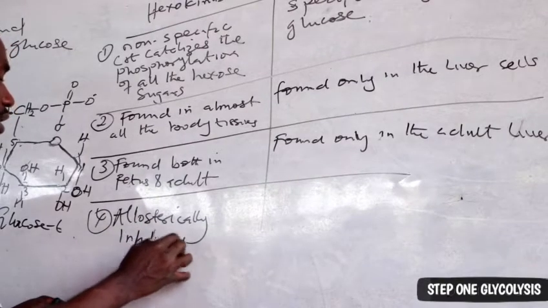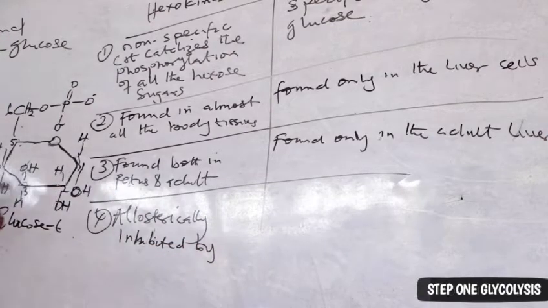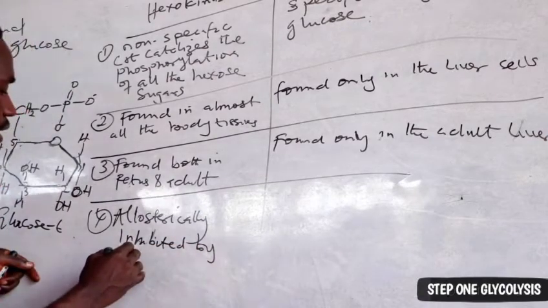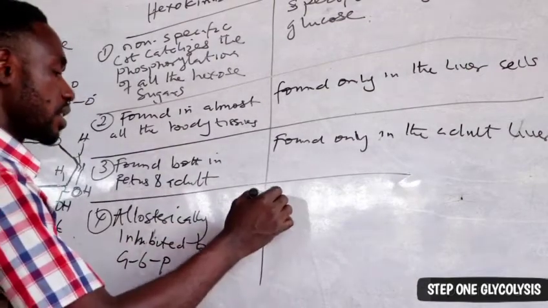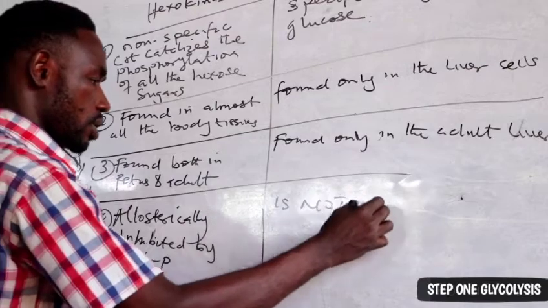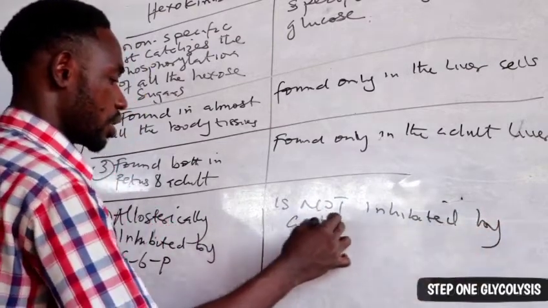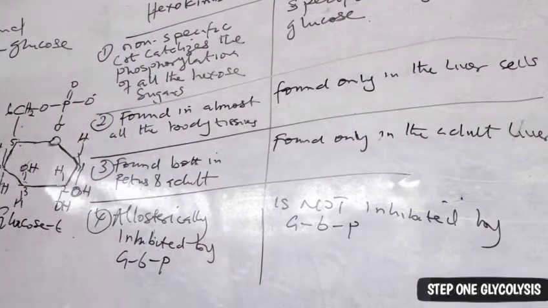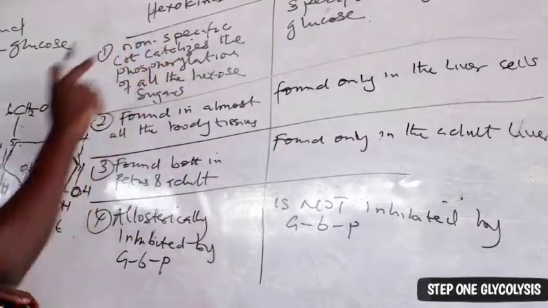Allosterically inhibited by its products. Its product is actually glucose 6-phosphate. Inhibited by glucose 6-phosphate. Permit me to write it this way. Then glucokinase is not inhibited by glucose 6-phosphate. Now, when I say allosterically inhibited, how does glucose 6-phosphate inhibit the activity of hexokinase?